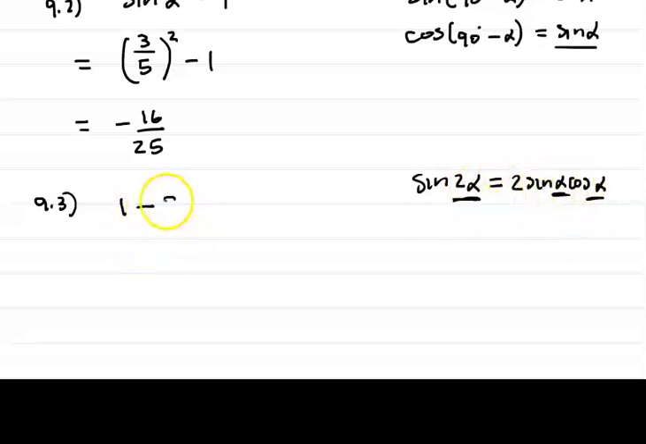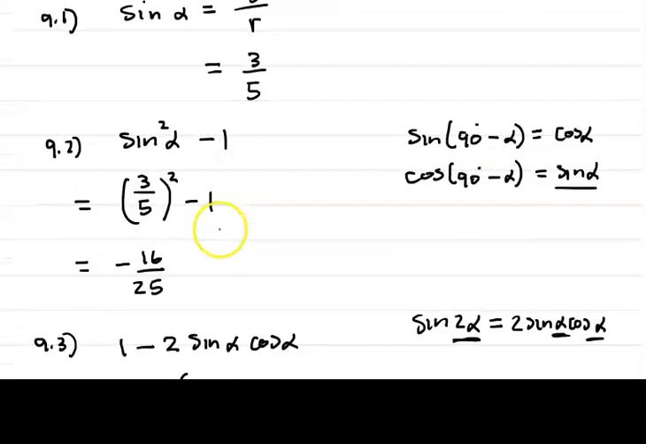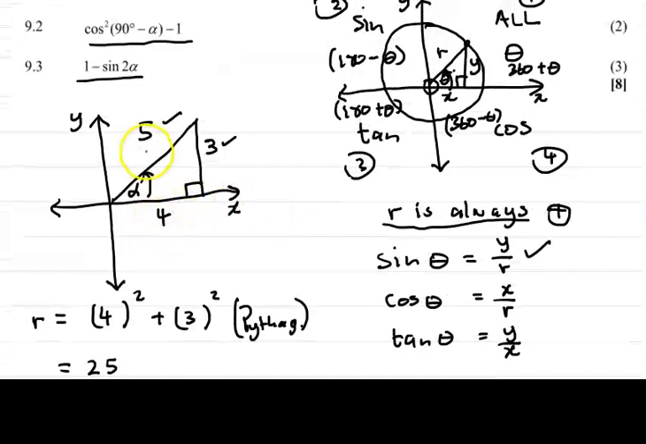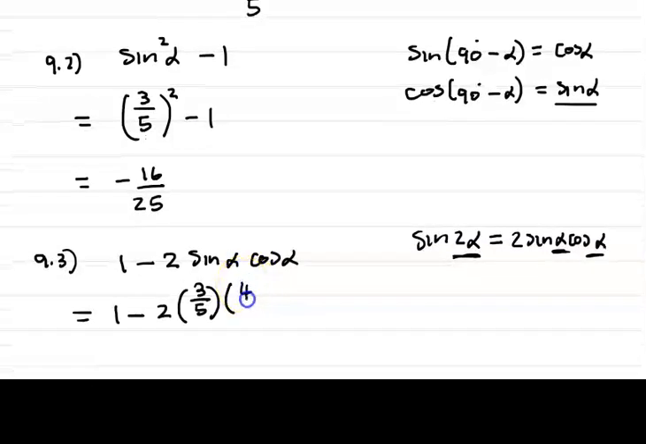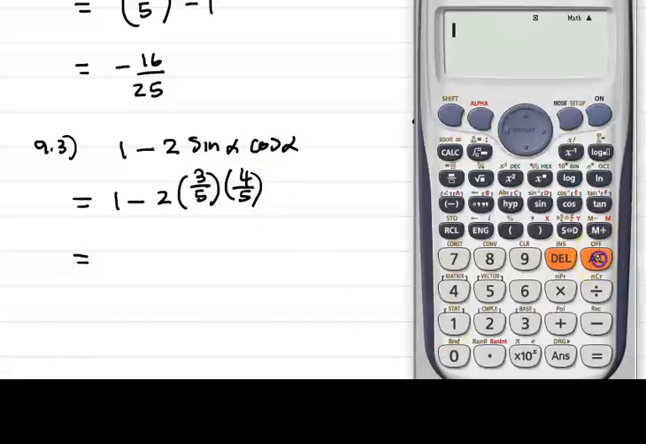So therefore, it's 1 minus 2 sine alpha cos alpha. And now I'll just substitute. Sine alpha is y over r, so that's 3 over 5. And cos of alpha is 4 over 5. Remember, cos is x over r. Now let's put that in our calculator.